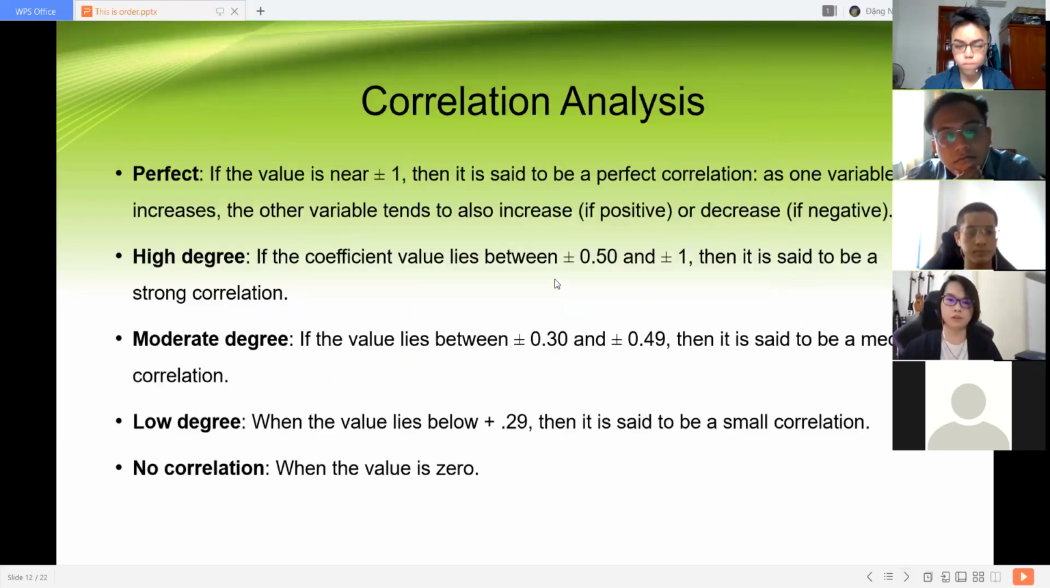Moving on to the correlation analysis. In correlation analysis, there are typically 5 outcomes. It can be a perfect outcome when the value is equal to 1, or high degree outcome when the value is between 0.5 to 1, a moderate degree when the value is 0.3 to 0.49, and low degree when the value lies below 0.29. And in some rare cases, the value would be 0. Next slide.